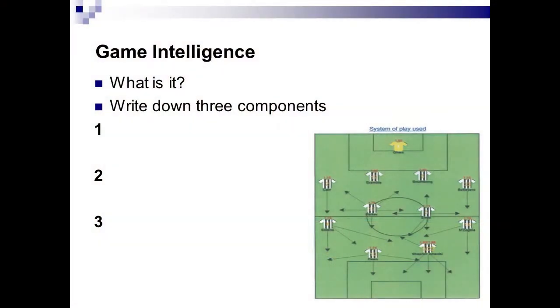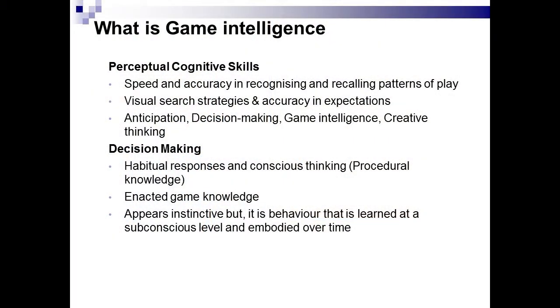So, homework time, 3 minutes. Write down your perception of what you think game intelligence is in your sport. No right or wrong answers, anything you've got. 2 minutes. Jot down 2 or 3: speed and accuracy in recognizing and recalling patterns of play, visual search strategies, accuracy and expectations. Habitual responses, enacted game knowledge. It appears instinctive, but quite often it's embodied. I'll show you a little video on that in a moment.